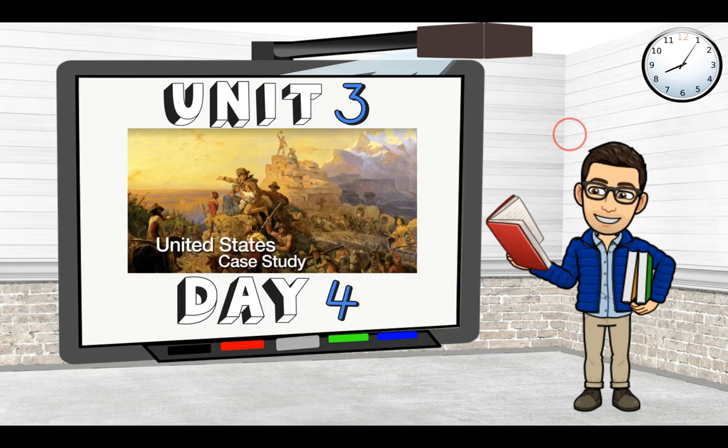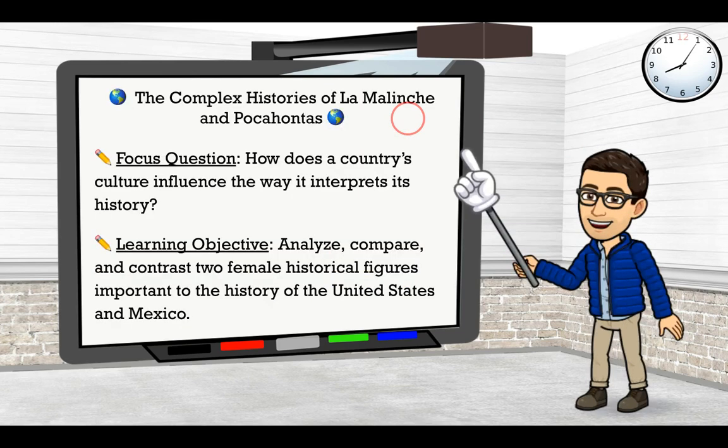Today we will be continuing with our Unit 3 United States case study topic and our Day 4 lesson. The focus for today's lesson is the complex histories of La Malinche and Pocahontas. Our focus question is, how does a country's culture influence the way it interprets its history? And our learning objective is to analyze, compare, and contrast two female historical figures important to the history of the United States and Mexico.